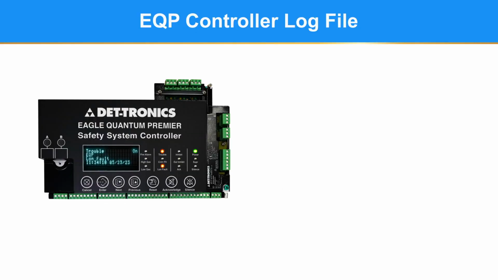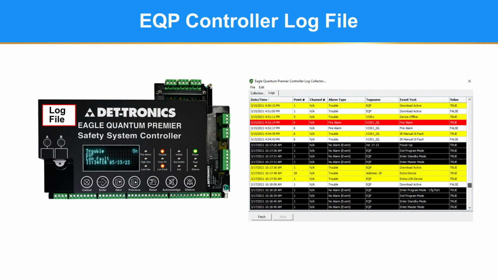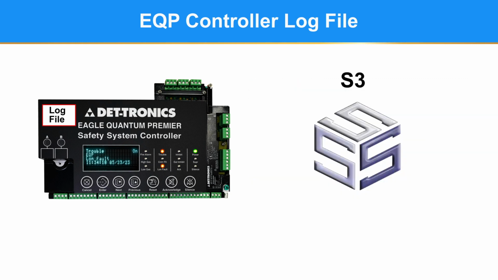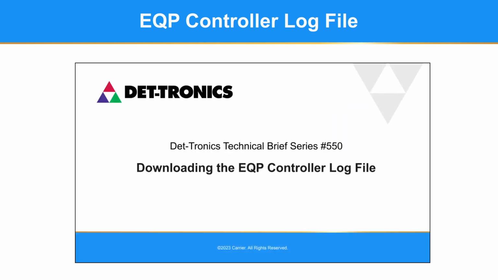Before we start with the possible causes of the loss of the heartbeat, I need to mention the EQP controller log file, as it will be referenced later in this video. This is a log or event file that is stored in the EQP controller. It can hold up to 4,096 events, such as power up, devices offline, or COM faults, so can be quite helpful when troubleshooting. The log file can only be accessed and or downloaded using the S3 software. Please reference technical brief number 550 on how to access, download, and save the file.